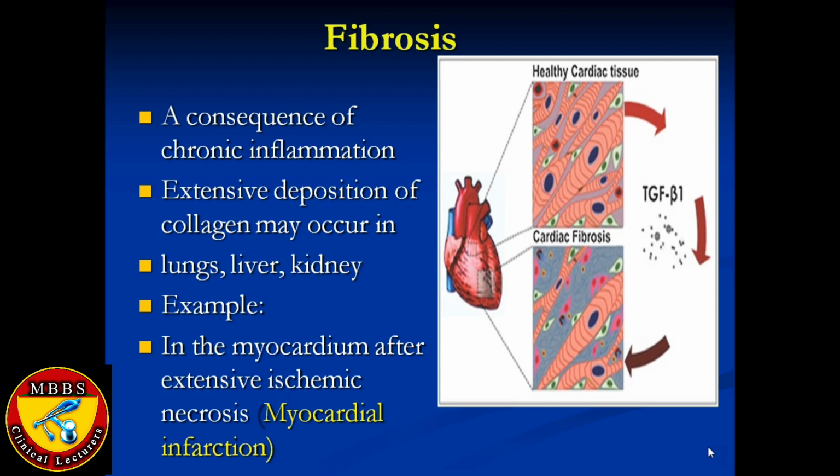Fibrosis may also be seen in cases where there has been ischemic necrosis in permanent tissues. Permanent tissues I will discuss in a while. But whenever there is ischemic necrosis of permanent tissues, as in the myocardium, you can encounter fibrosis there.